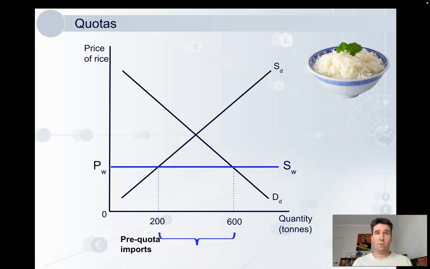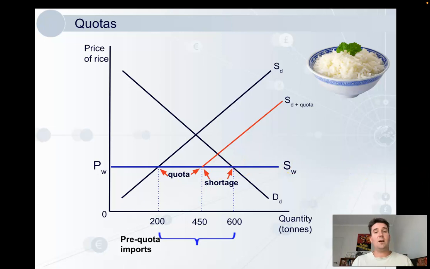The excess demand of 400 can no longer be supplied with imports. They can only import 250 tonnes. So a new supply curve is created as the total that can be consumed is whatever domestic producers make plus the quota. So effectively, this is all that can be consumed. At PW, at this low price, there is a clear shortage, therefore, of 150. Domestic suppliers will only make 200, and we can only import 250.